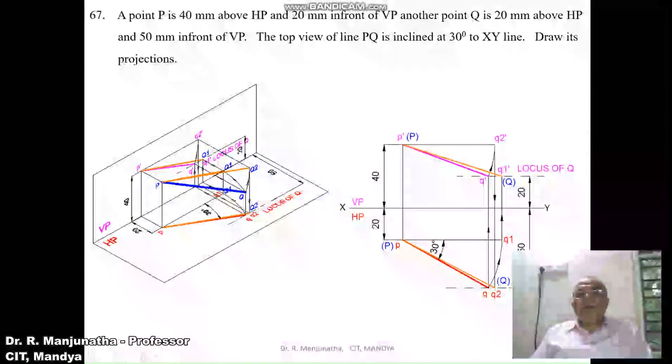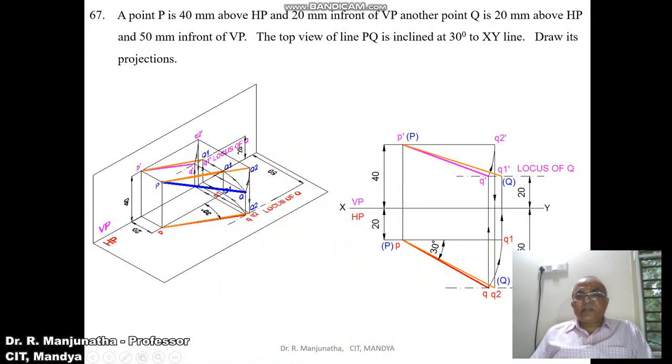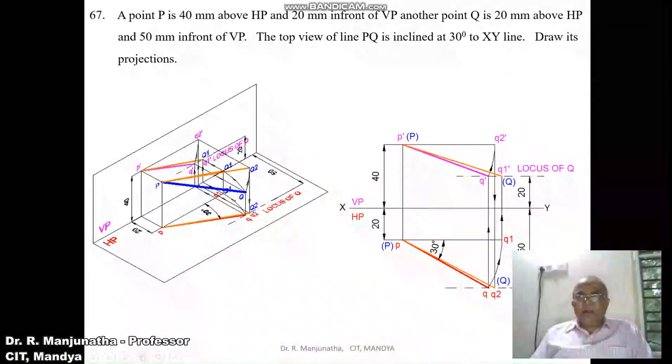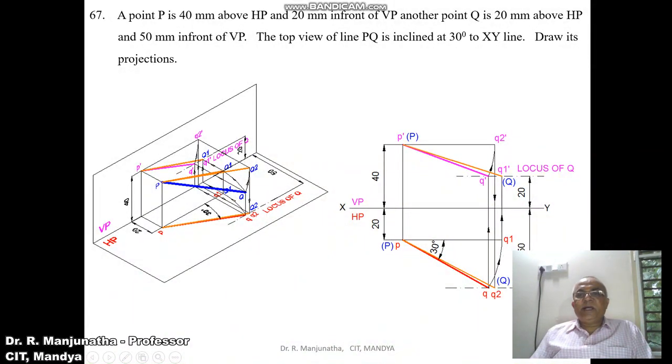As we know, the front view line is parallel to XY, so its corresponding top view, which is PQ2, will be in true length. You mark this as capital P in bracket and capital Q in bracket here in the top view. Similarly, as we know, the top view line PQ1 is parallel to the XY line, so its corresponding front view, which is P dash Q1 dash, will be in true length. So you mark this as capital P in bracket and capital Q in bracket. This is how you will be able to find the true length in the front view and also in the top view. This is how we solve the problem.